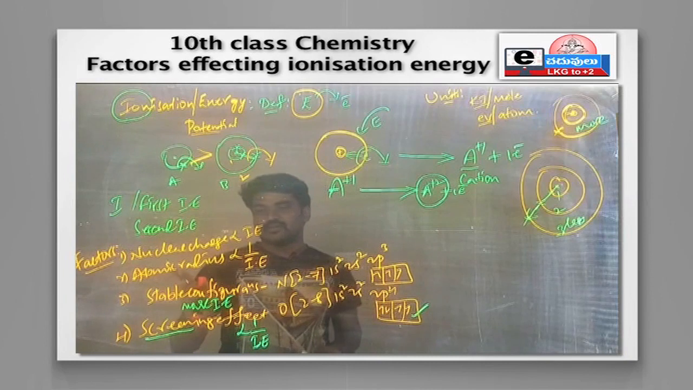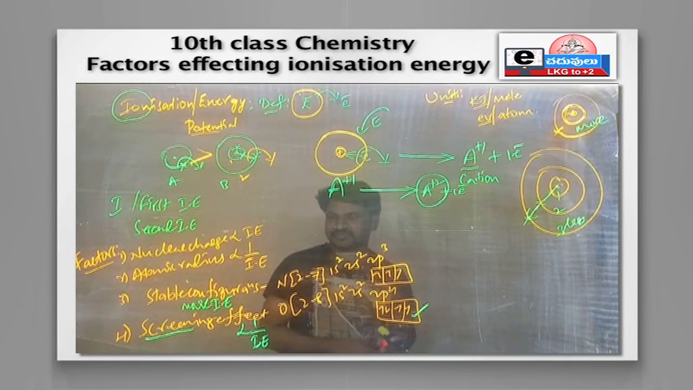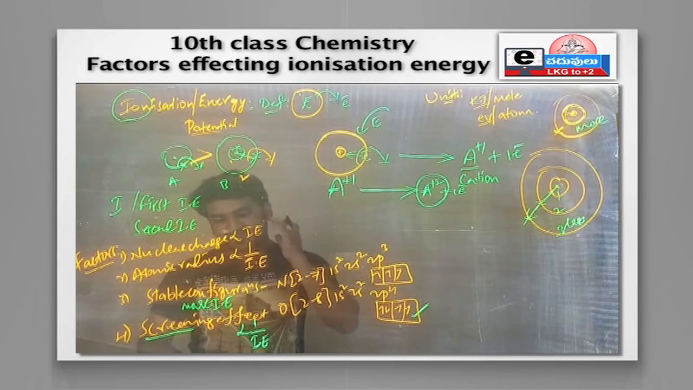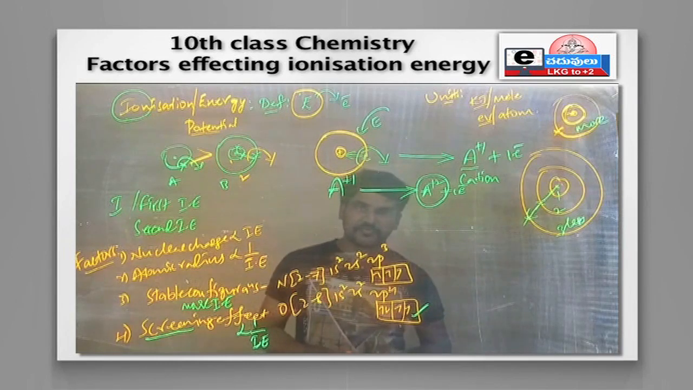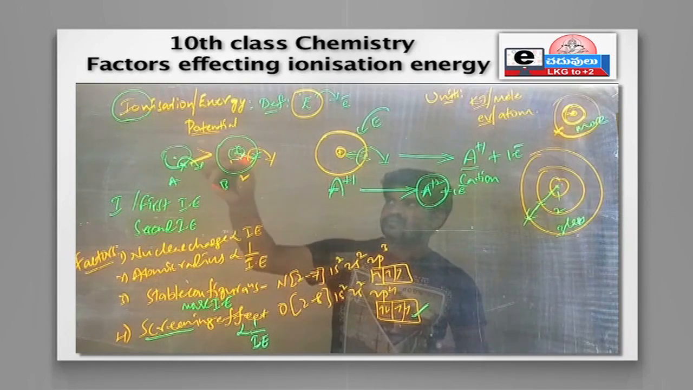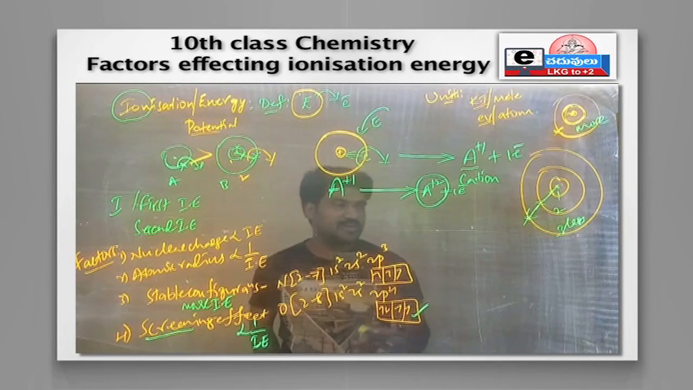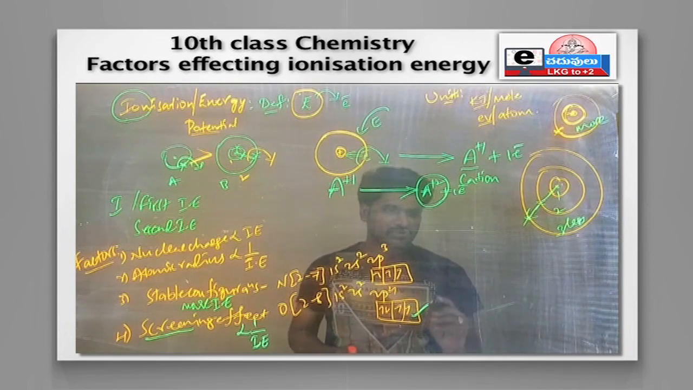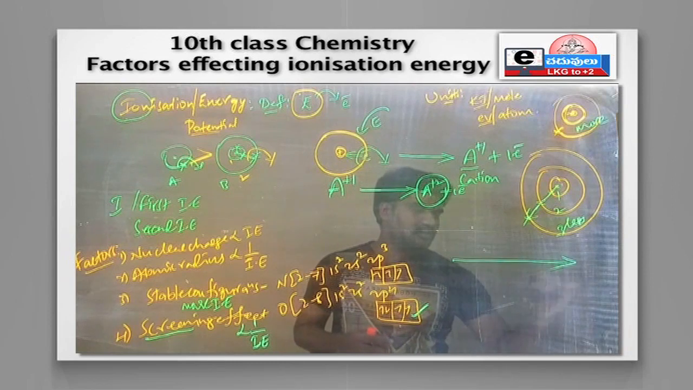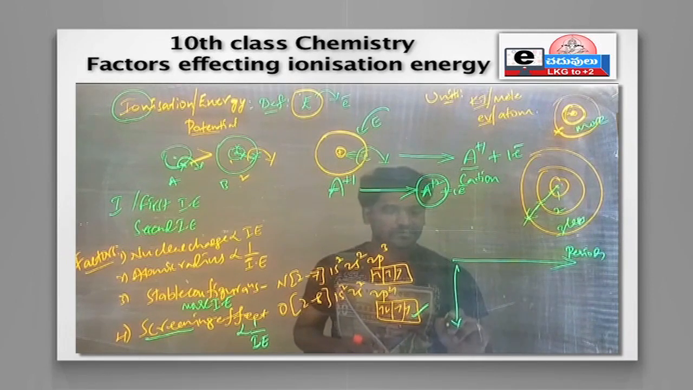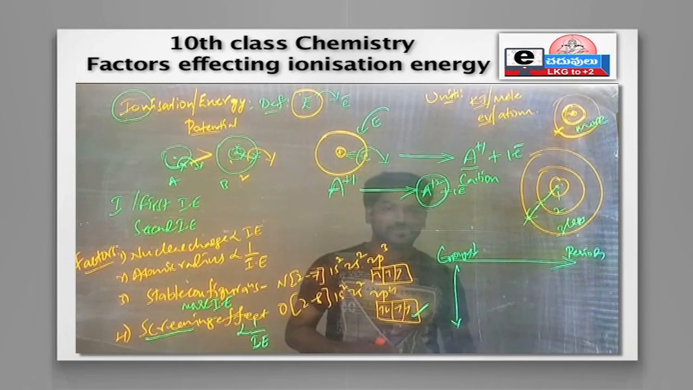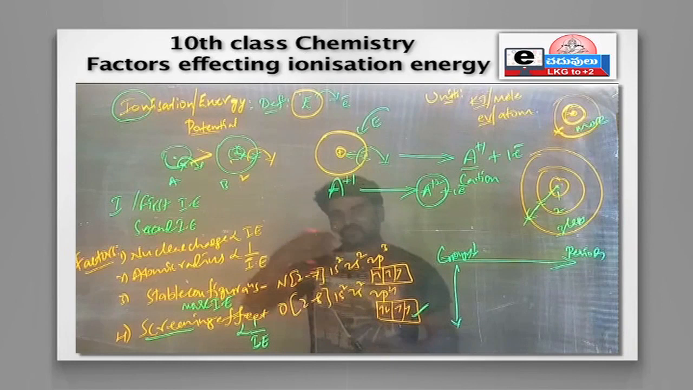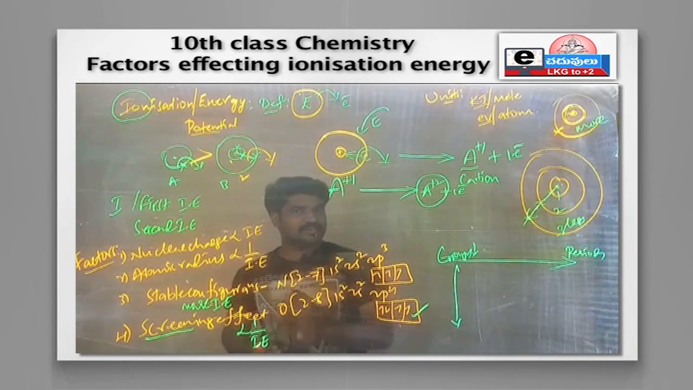So that is nuclear charge, atomic radius, stable configuration, and screening effect. And what happens in the periods and groups for the ionization energy? Suppose in the periodic table, horizontal rows are periods and vertical columns are groups. As per our knowledge from the previous concept, atomic radius.